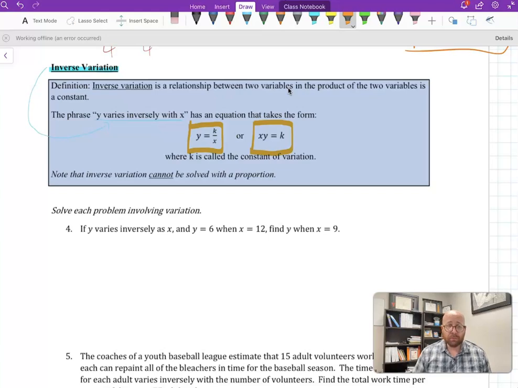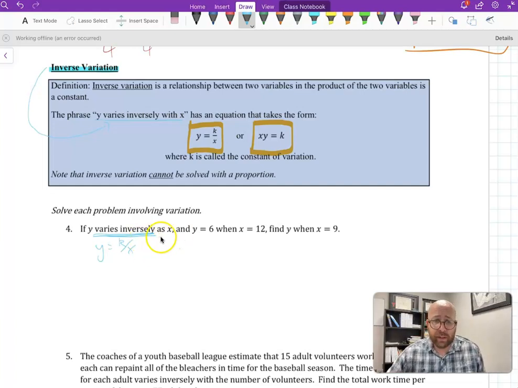Okay, problem number 4. If y varies inversely as x, I'm just going to stop right there. That statement, "varies inversely," is telling me that we have y equals k over x. So, if y varies inversely as x, and y is equal to 6 when x is equal to 12, find y when x is equal to 9.